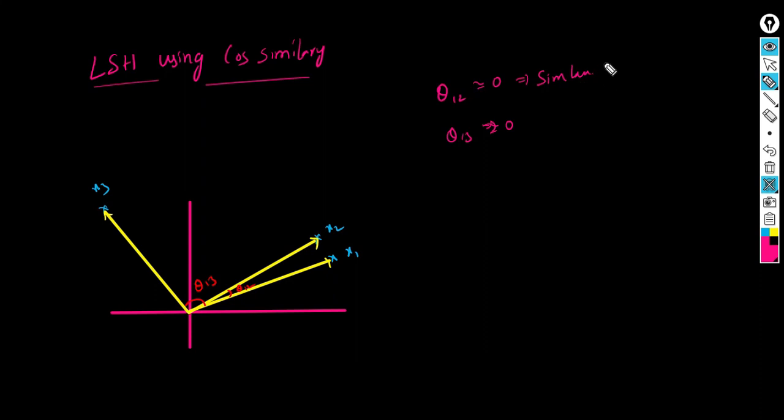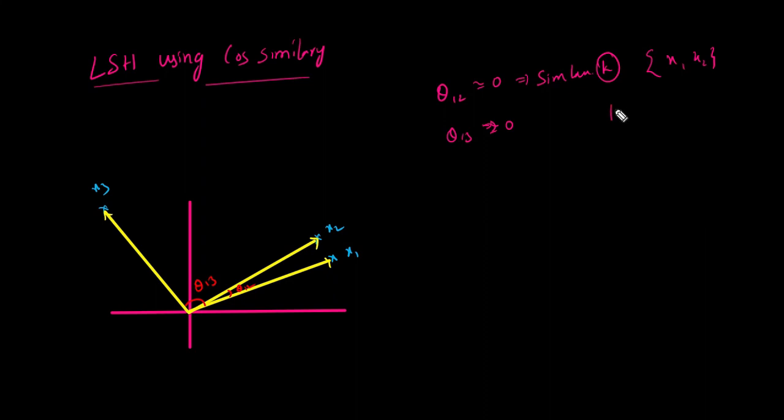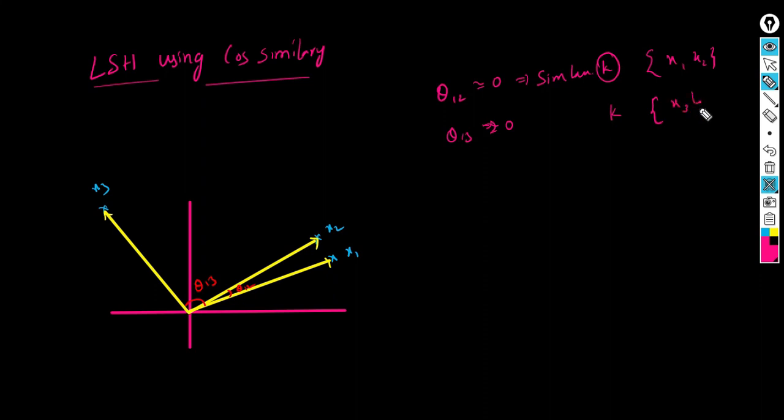This way we get the same key value for x1 and x2, so they go in the same bucket, and x3 gets a different key value, so we store x3 in a different bucket. This is how it works using the cosine similarity approach. Let's see the randomized approach.